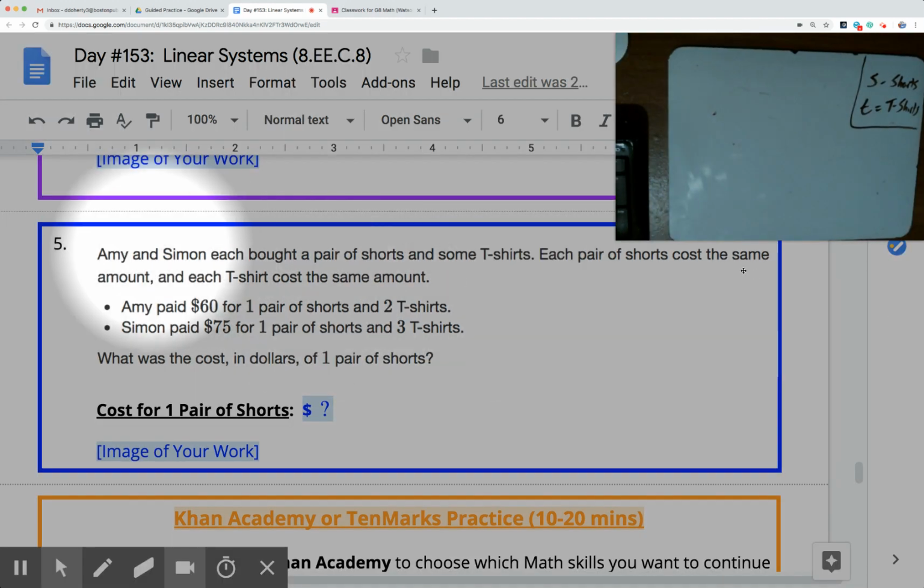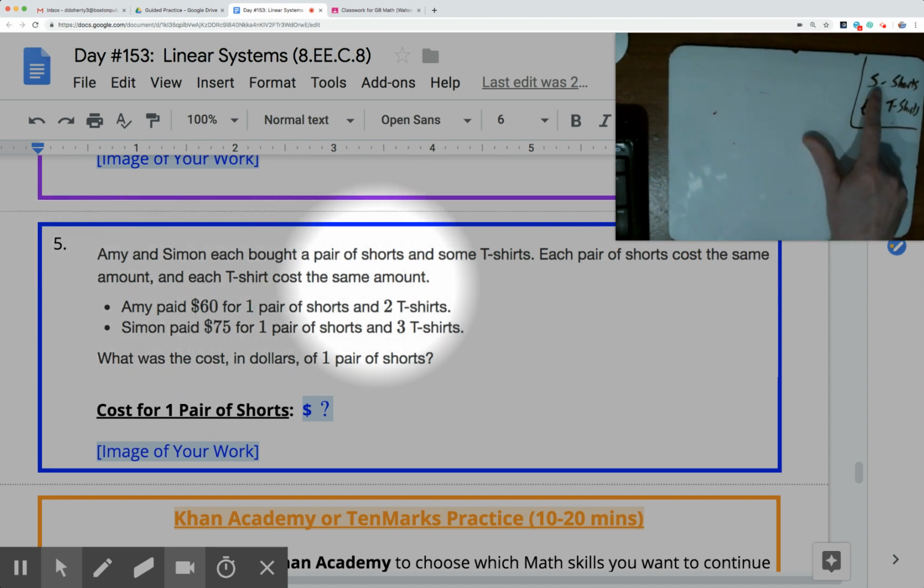Practice problem number 5 is a real-world word problem. It tells us Amy and Simon each bought a pair of shorts and some t-shirts. Each pair of shorts costs the same amount, and each t-shirt costs the same amount. So we know that shorts, I'm going to use the letter S for shorts, stay at a constant amount every short, no matter how many you buy, same rate. Same thing for T. So we have variables to represent t-shirts with T and shorts with S.